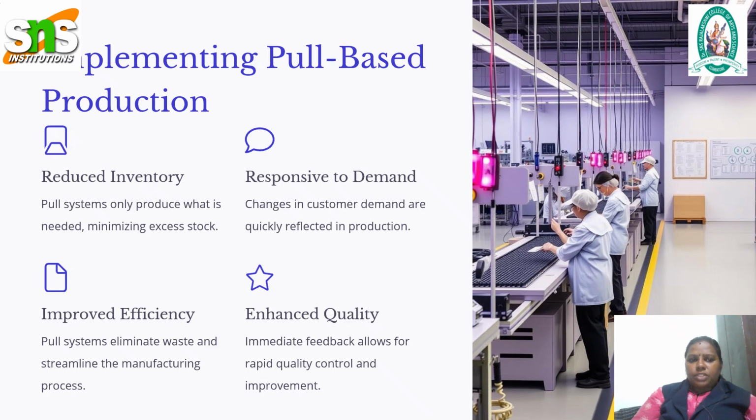Implementing pull-based production to reduce inventory. Pull systems only produce what is needed, minimizing excess stock. Responsive to demand: changes in customer demand are quickly reflected in production. Improved efficiency: pull systems eliminate waste and streamline the manufacturing process. Enhanced quality: immediate feedback allows for rapid quality control and improvement.